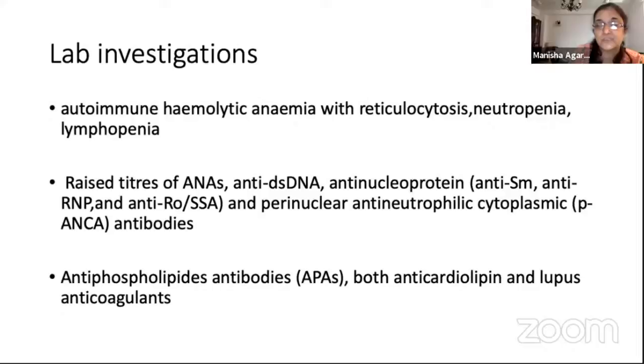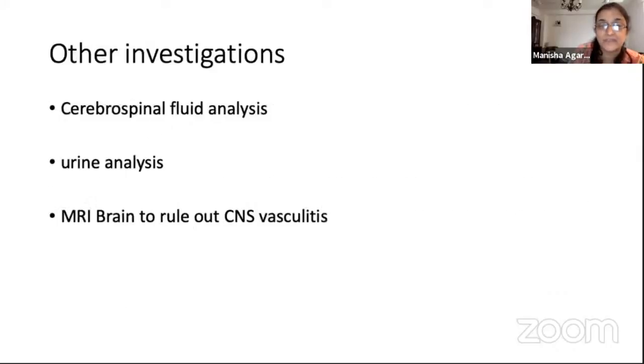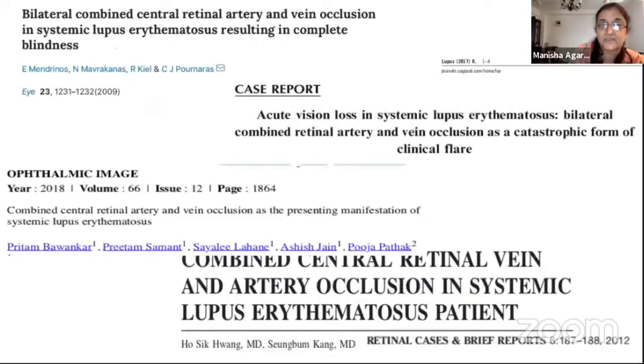Surprisingly, in the patient which was presented by Dr. Subina, the APAs were not elevated, and still the patient had a vaso-occlusive event in the fundus. These are some of the other investigations that we have to do: urine analysis for the impact on the renal system, like a renal vasculitis, and also MRI brain, which was rightly done again by Dr. Subina to rule out a CNS vasculitis.